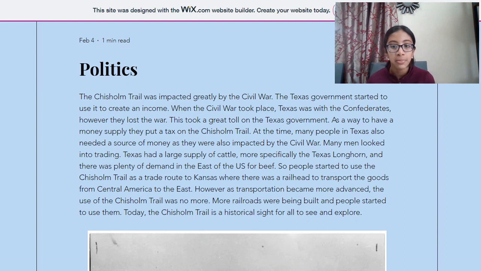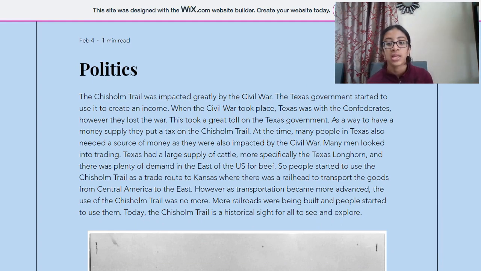At the time, many civilians also needed a source of money, since they were also impacted by the Civil War. So they looked into trading and cattle driving. Texas had a large supply of cattle, more specifically the Texas Longhorn, and there was plenty of demand in the East for beef. So they used the Chisholm Trail as a trade route, to Kansas, where there was a railhead to transport the goods.